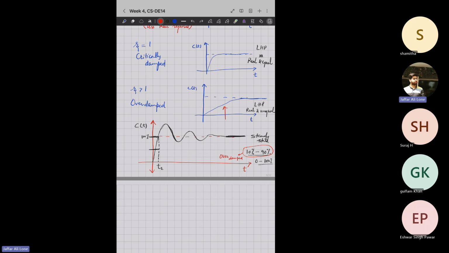So what is rise time? Rise time is the time when the system first hits the steady state value, where it has to settle. But it doesn't settle there. It starts rising up and reaches the peak value. This is the peak value, and the time when it reaches this peak value is called peak time. And this peak value is called maximum overshoot.